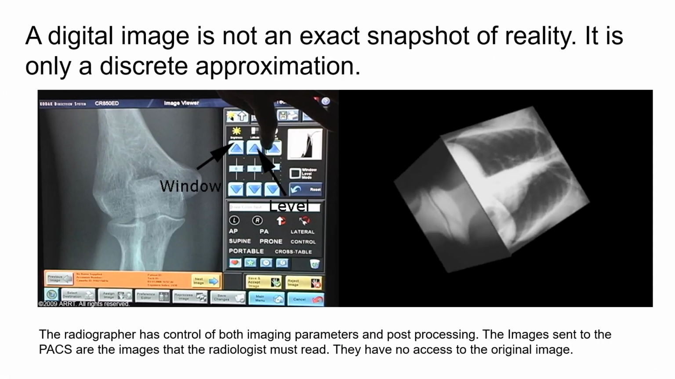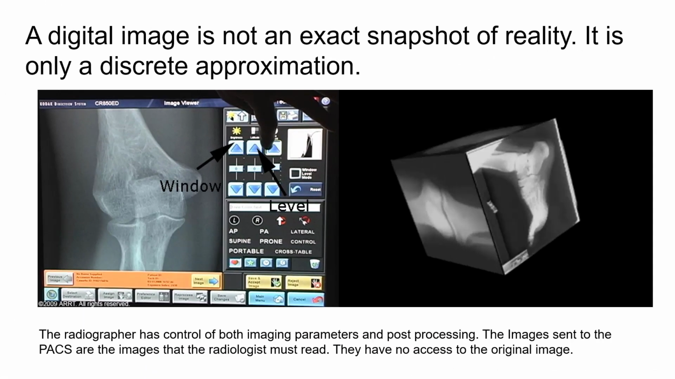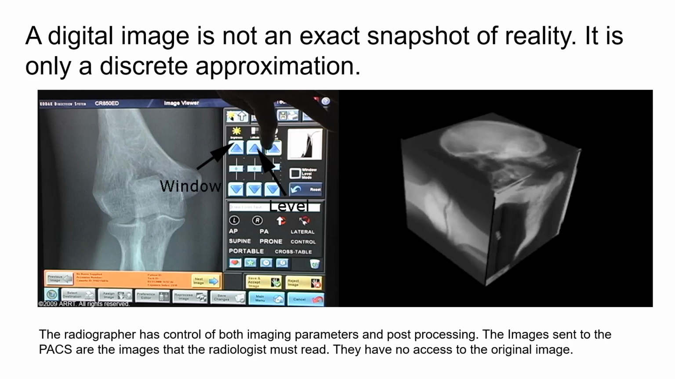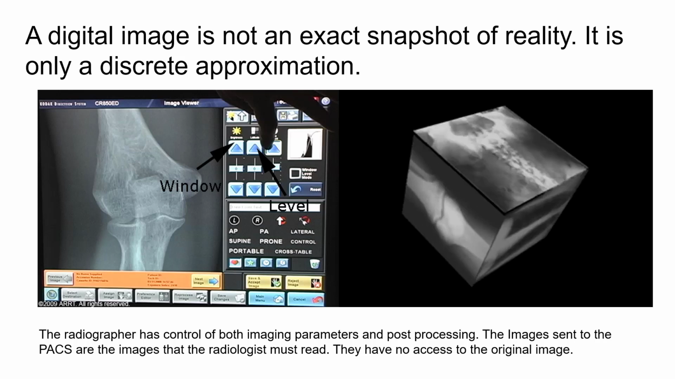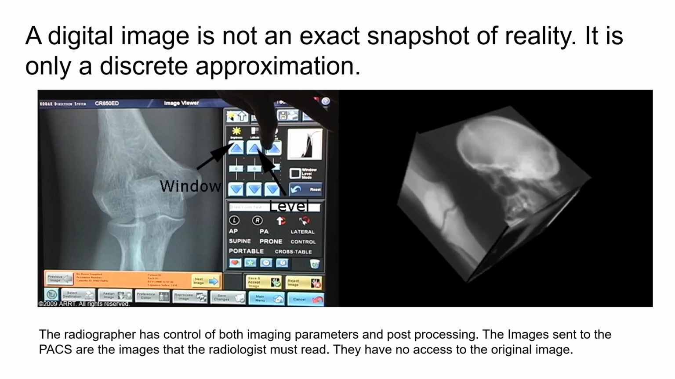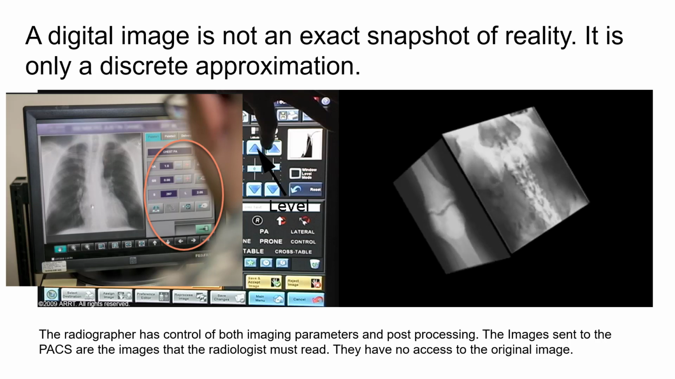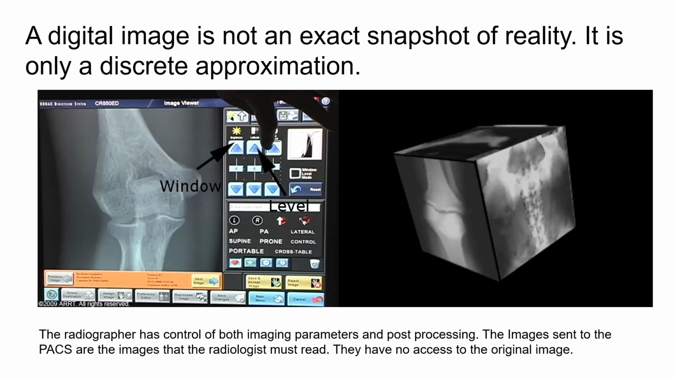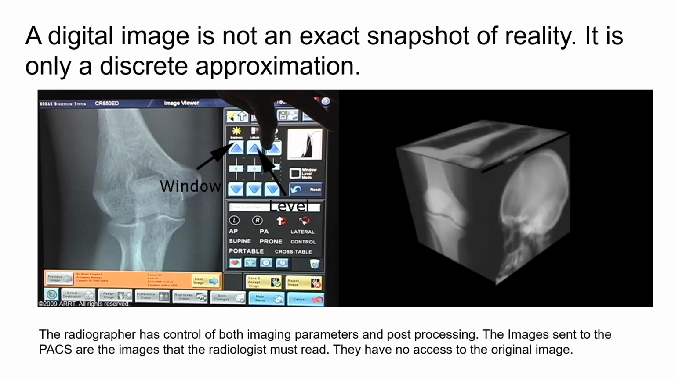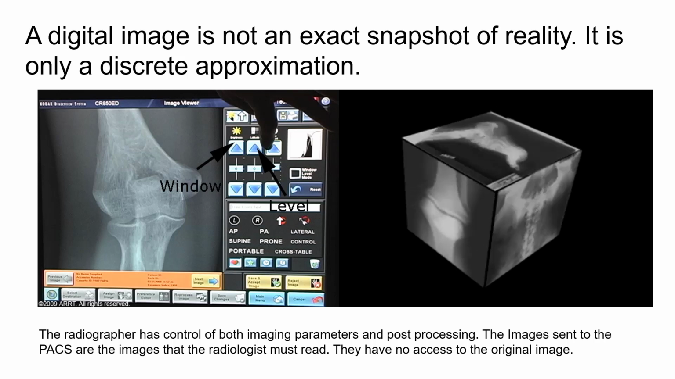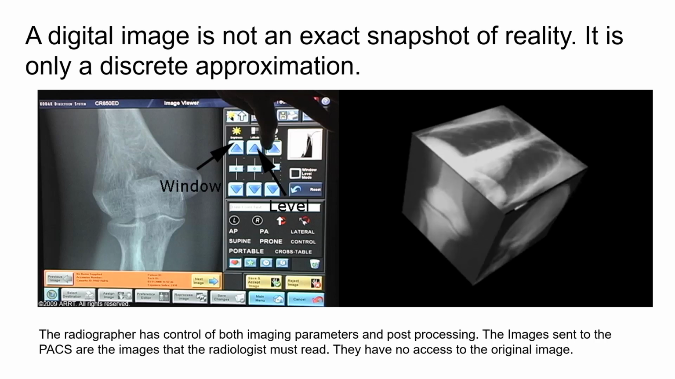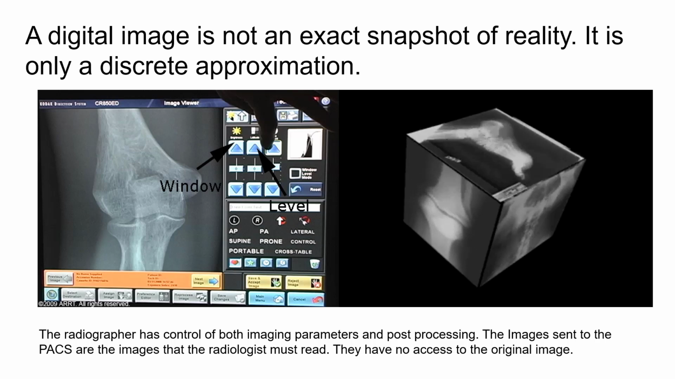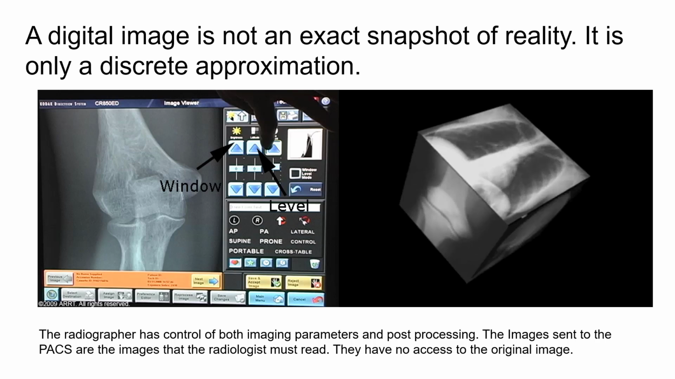A digital image is not an exact snapshot of reality. It is only a discrete approximation. The radiographer has control of both image parameters and post-processing. Images sent to the PACS are the images that the radiologist reads. They have no access to the original image to see if you've post-processed out any information that may be of value. That's why some radiologists insist that you send the original image and do no post-processing.